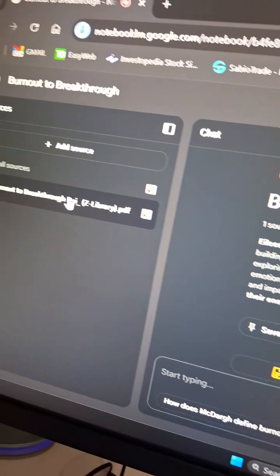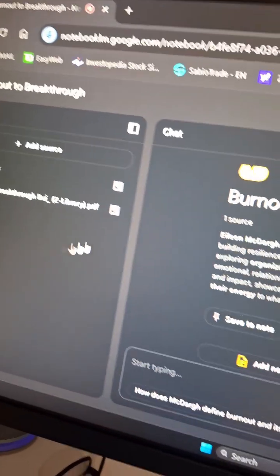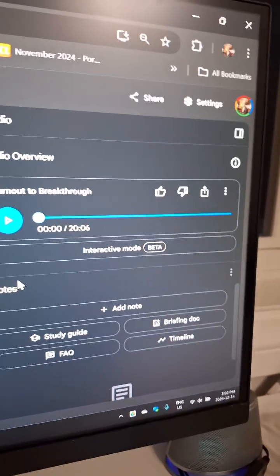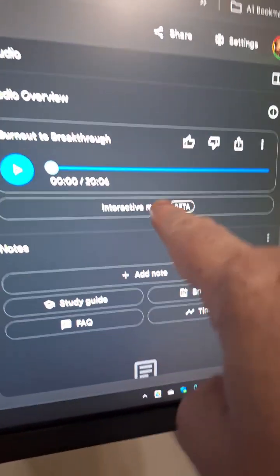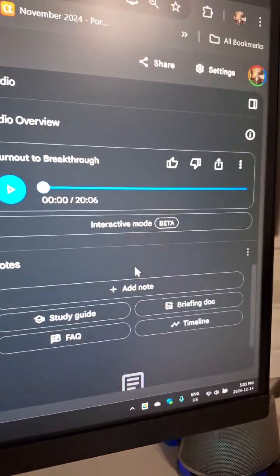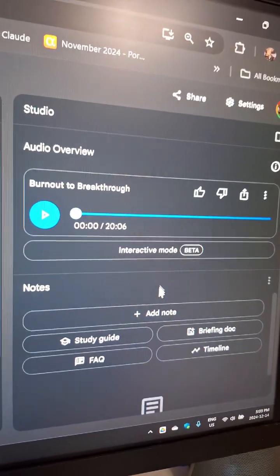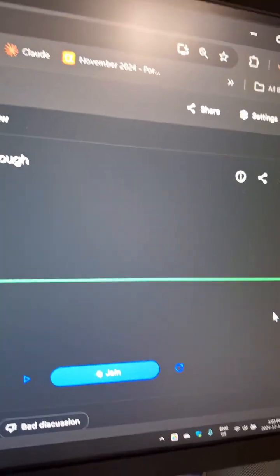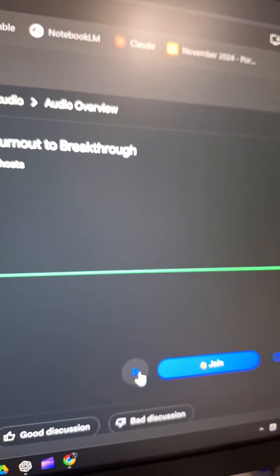So what it does is you take the PDF version of the book that you want, and it creates a discussion back and forth between two artificial intelligence hosts. Well, now they've got this thing called the interactive mode. So let's try it. Go to interactive mode, and this is pretend a podcast. And here it begins, right?